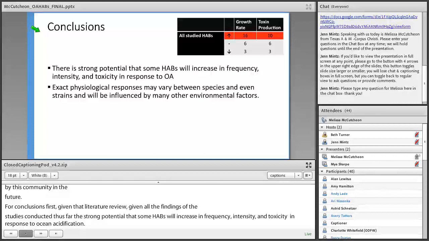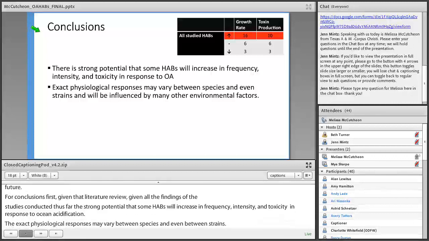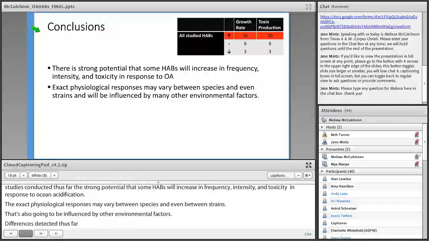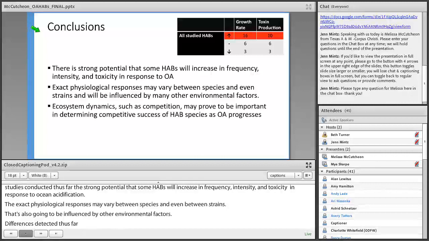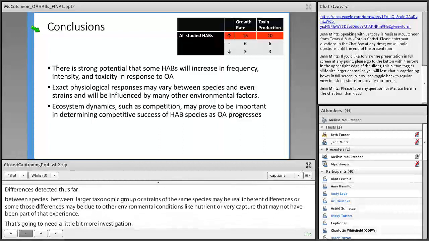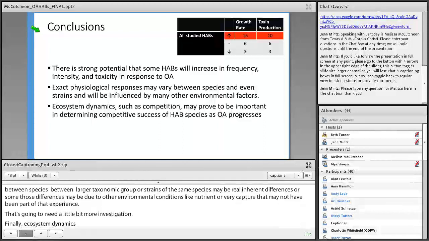So differences that have been detected thus far between species within the same larger taxonomic group, or even strains within the same species, they may be real inherent differences, or some of those differences may be due to other environmental conditions like nutrient or temperature variability that may not have been part of that experiment. So that is going to need a little bit more investigation. And then finally, ecosystem dynamics, such as competition, may prove to be important in determining the competitive success of harmful algal bloom species as ocean acidification progresses.